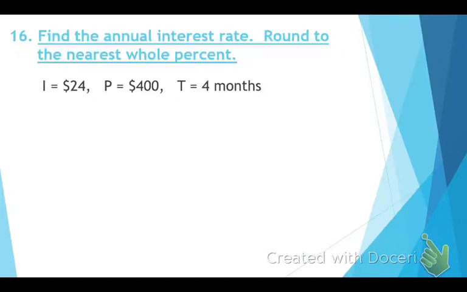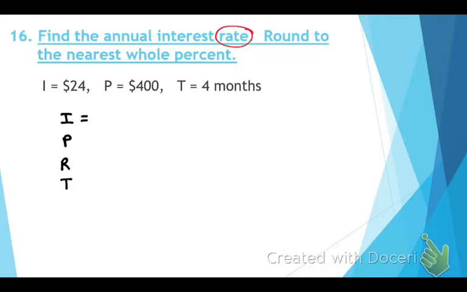So now we're going to use this formula to help us find the annual interest rate. If I could have everyone take your red pen and circle that. A rate. Is that going to come out in units of dollars, percent, or years? Percent. A rate will always be a percent. And then it says to round to the nearest whole percent. So we're going to try to identify I, P, R, and T.